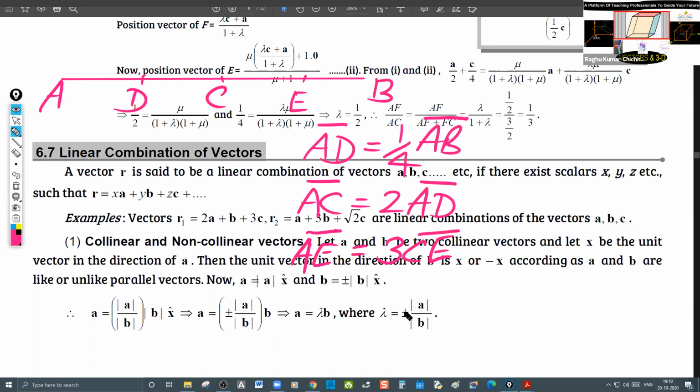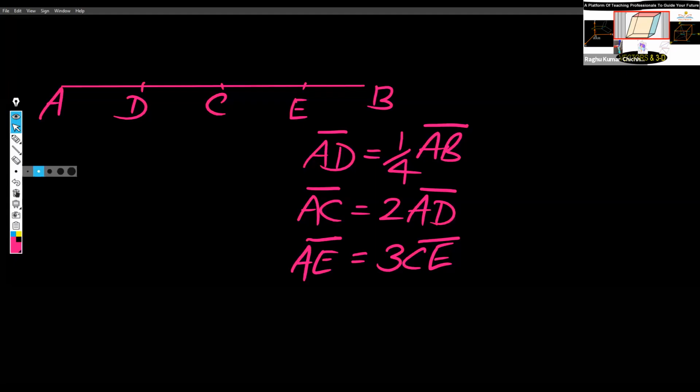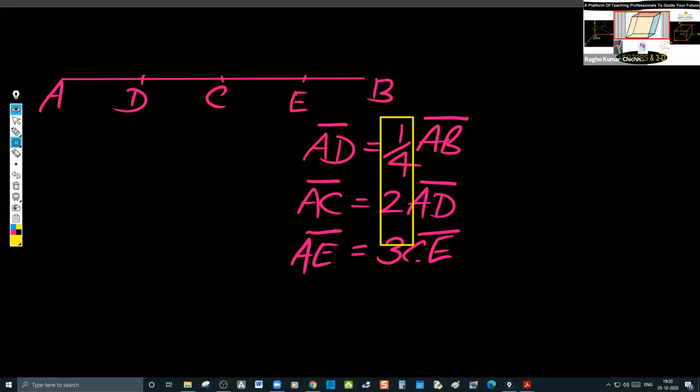Now you tell me, what is a common property that can be observed here? You can observe that there exists a linear relation between these segments with a scalar in between them. So it is generalized like this. If they are collinear or parallel, there exists a linear relation between them. In vectors, we call it A bar is equal to lambda B bar.